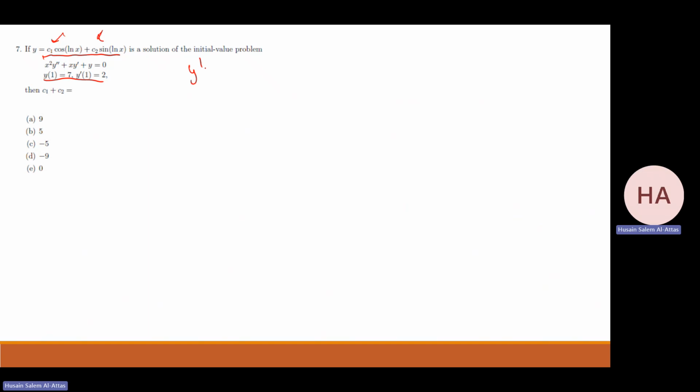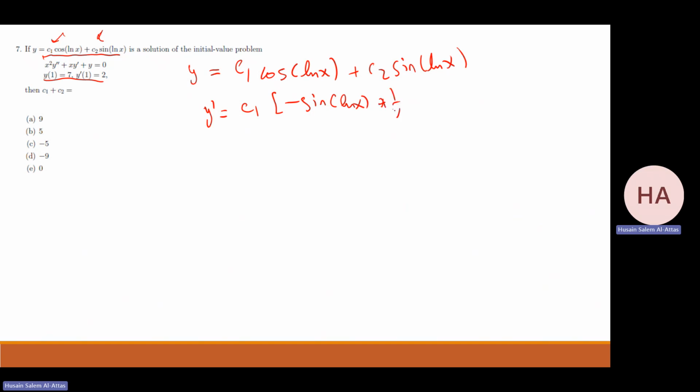So I need to find y prime. Let me write y here: C1 cosine ln x plus C2 sine ln x. So what is y prime? It will be C1 times minus sine ln x times the derivative of ln x, which is 1 over x, plus C2 cosine ln x times the derivative of ln x, which is 1 over x.